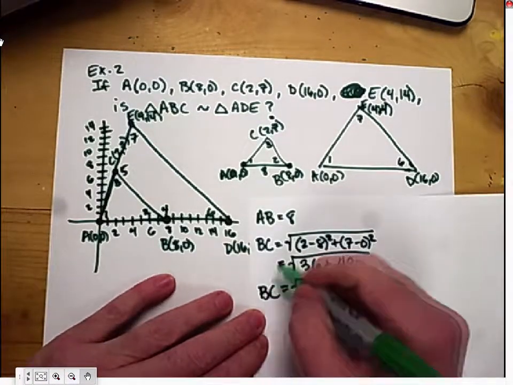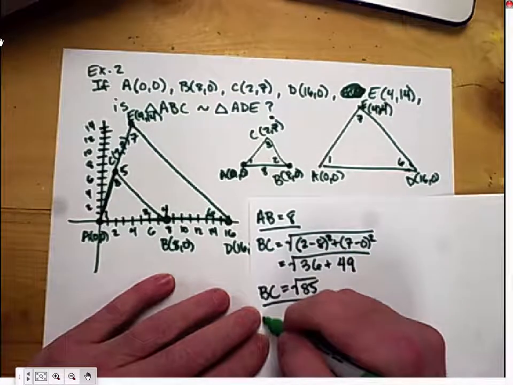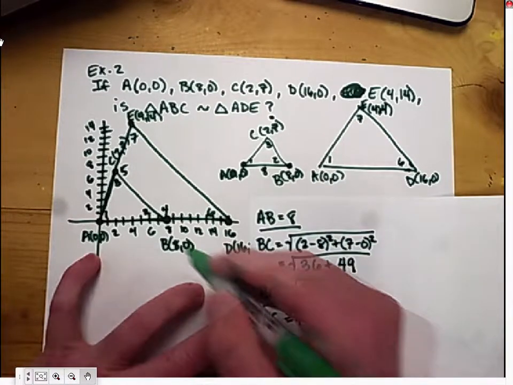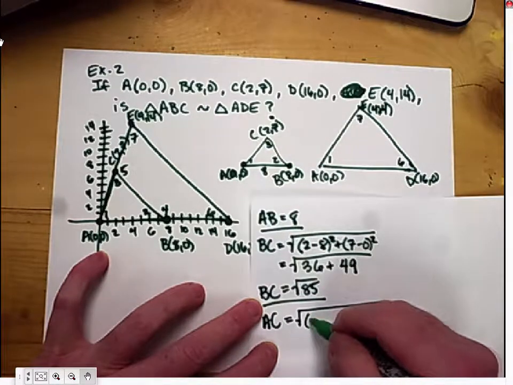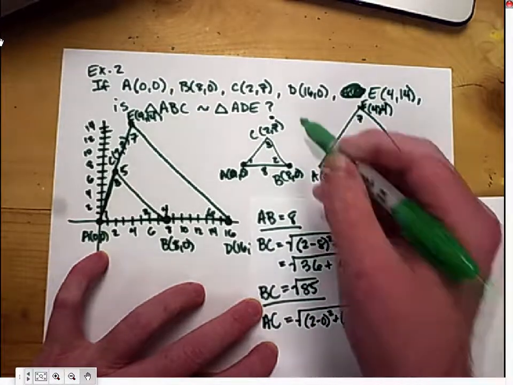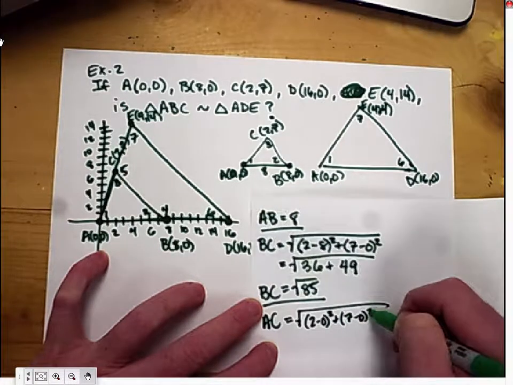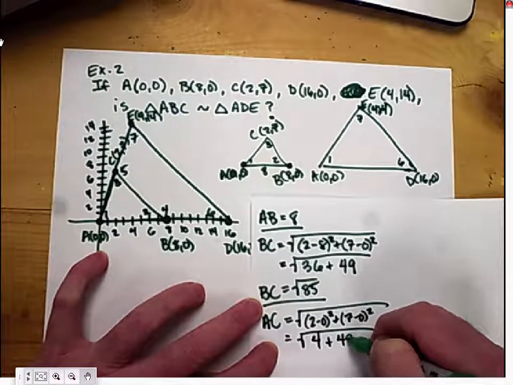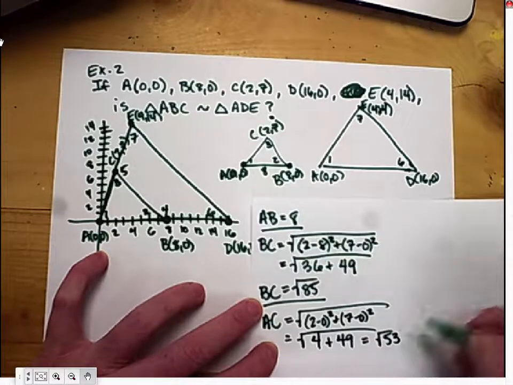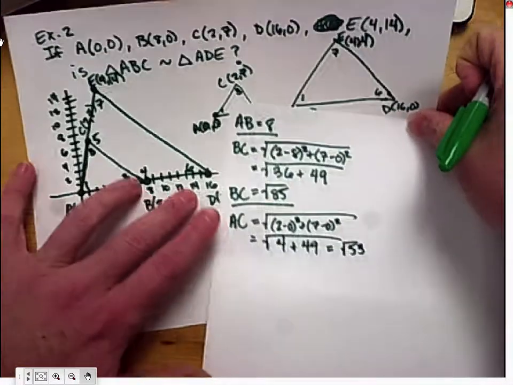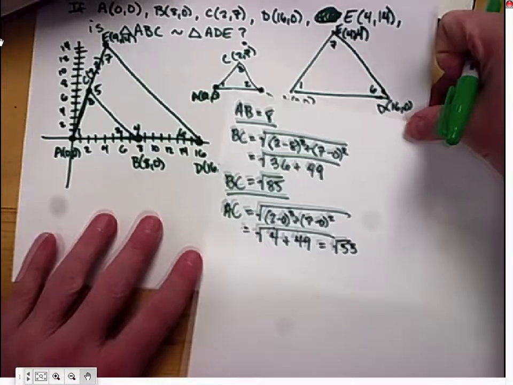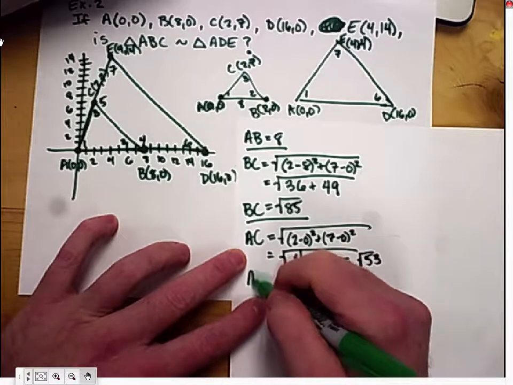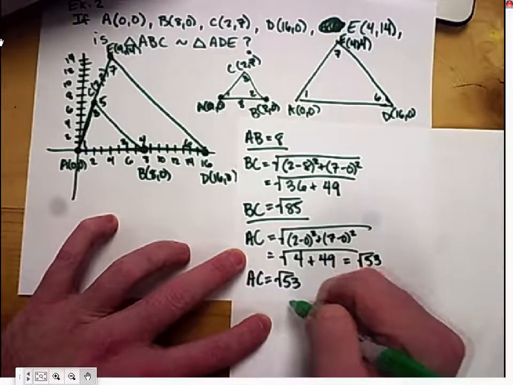Well, so we've got AB, we've got BC, we need AC. So how would we do AC? Distance formula. Difference in the x's squared, 2 minus 0 squared, plus the difference in the y's squared, 7 minus 0 squared. That is 2 squared, which is 4, plus 7 squared, which is 49, which is the square root of 53. So 53 is a prime number, so that's just the square root of 53.